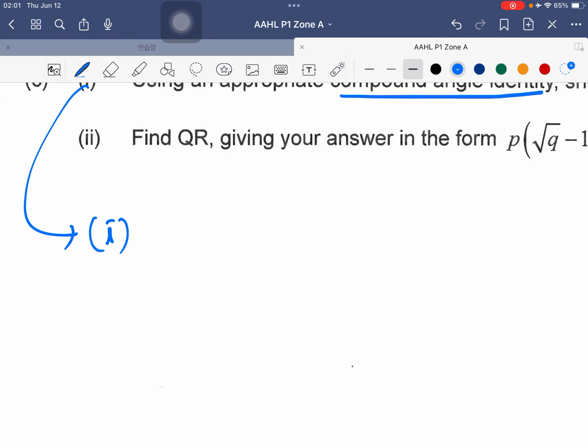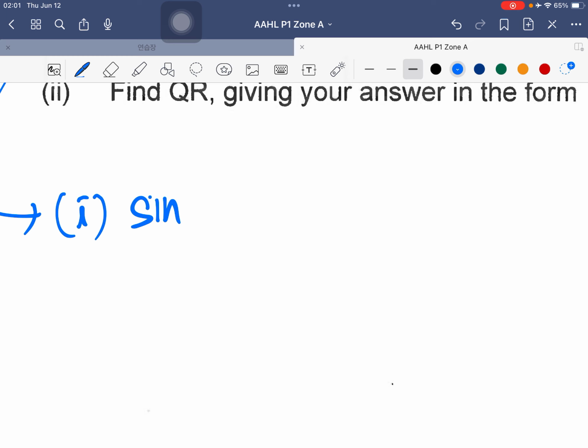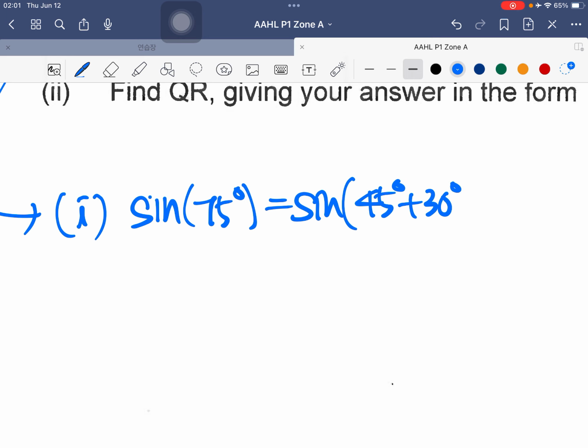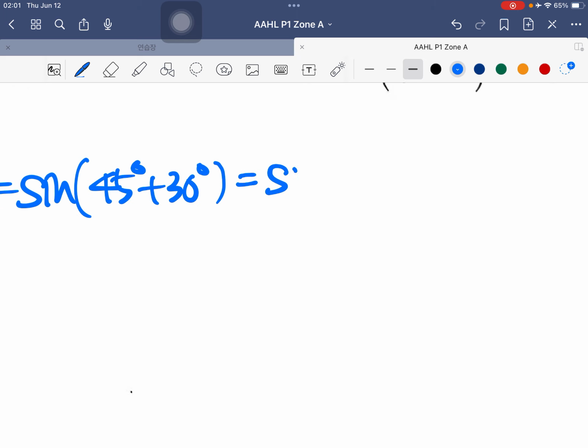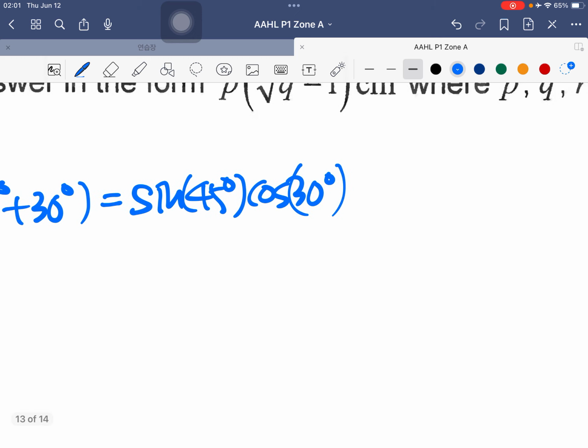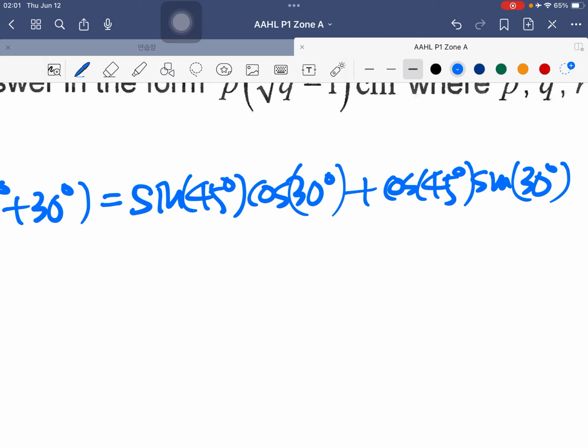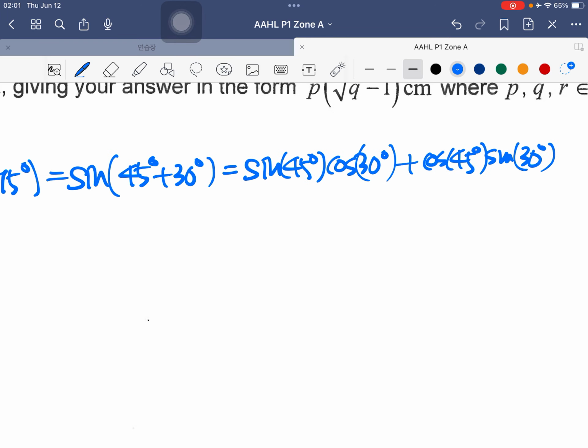Number 1. So sine of 75 degrees can be written as sine of 45 degrees plus 30 degrees. Sine of A plus B equals sine A cosine B plus cosine A sine B. So it equals sine 45 degrees cosine 30 degrees plus cosine 45 degrees sine 30 degrees.